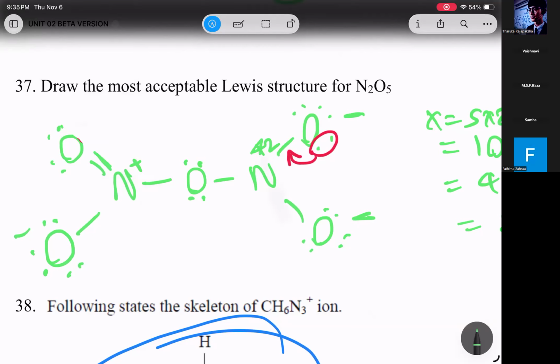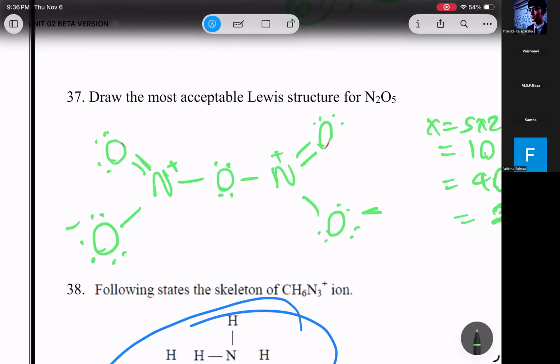Nitrogen positive. Here this lone pair gets removed. Let's say you put the other one. This nitrogen gets a positive charge. There you go. So this oxygen's negative charge will go away. So this is the structure. This is the Lewis structure for N2O5.